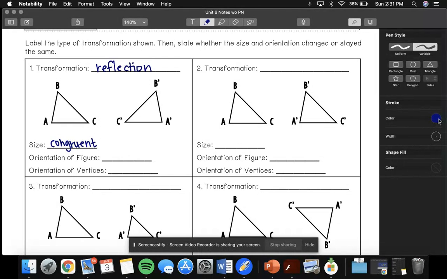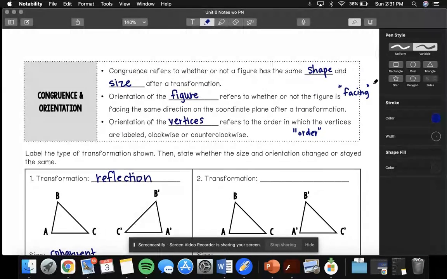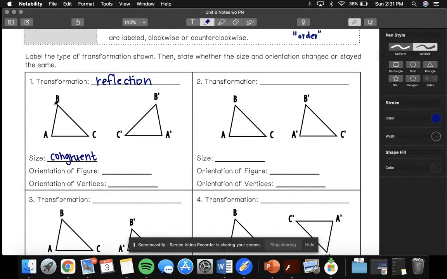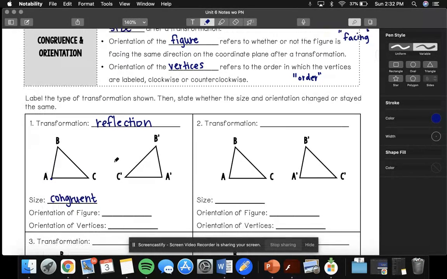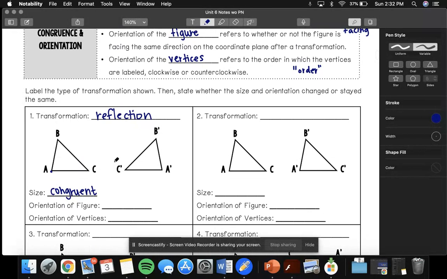Okay. Now it says orientation of the figure. And what I wrote right here is facing. So is this facing the same way after we transformed it? And so what I could do is I could just look at A. It's on the left side, and when I transform it, it's now facing on the right side. And so because it's not facing the same way anymore, these are not the same. Okay, so the orientation of the figure changed.